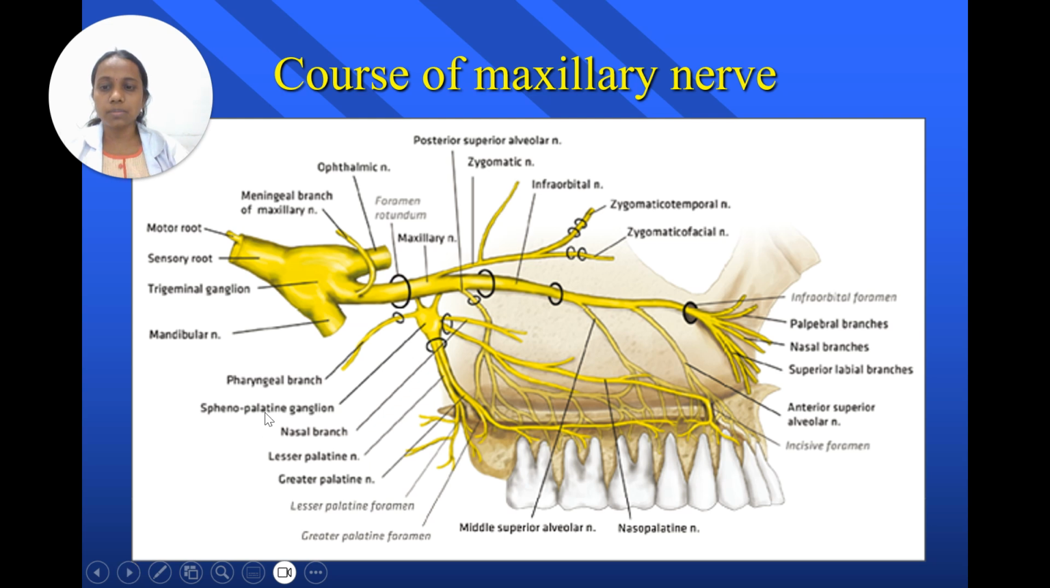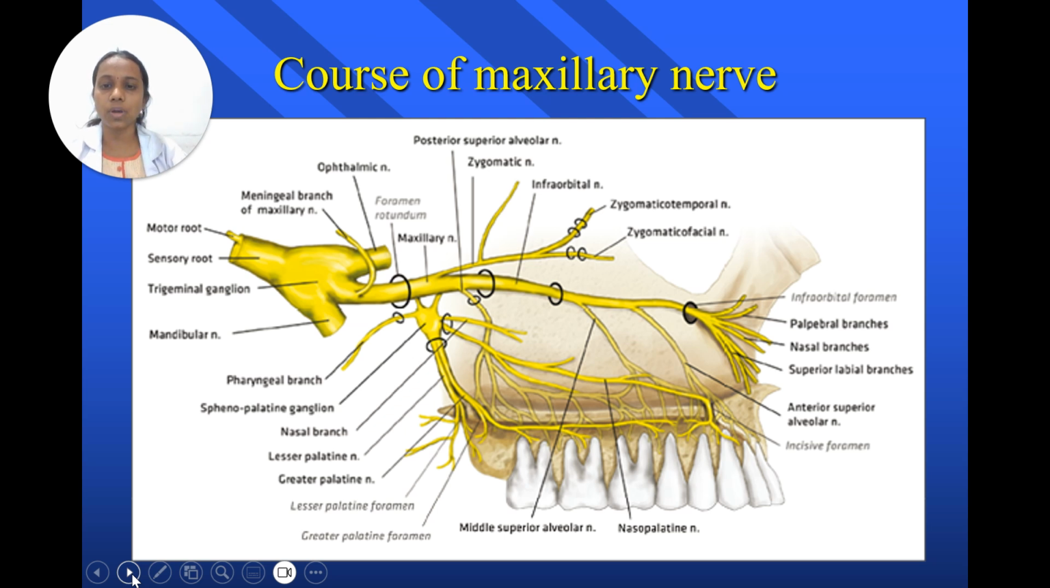Coming to the course, it's the second branch of the trigeminal ganglion. It exits the middle cranial fossa through the foramen rotundum and enters the pterygopalatine fossa. Within the pterygopalatine fossa, it gives off the ganglionic branches, that's the sphenopalatine ganglion.